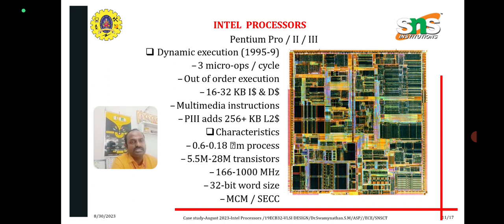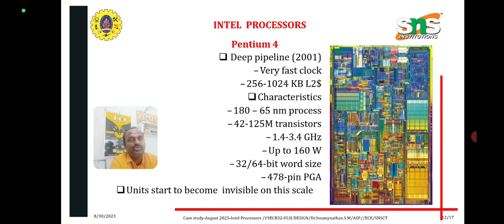So the word size is 32-bit, and as extra additional features we are using the MCM and SEC cycles. And next the Pentium 4, it is found in 2001. The clock frequency is very fast, with 256 to 1024 KB cache. For the characteristics, 180 nanometer is just introduced, and 180 to 65 nanometer is used. So here the transistor count will be 42 to 125 million, and clock frequency is 1.4 to 3.4 GHz, and up to 160 watts of power can be used, and the word size is 32 to 64 bit.